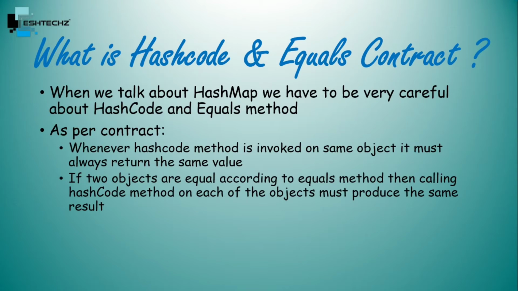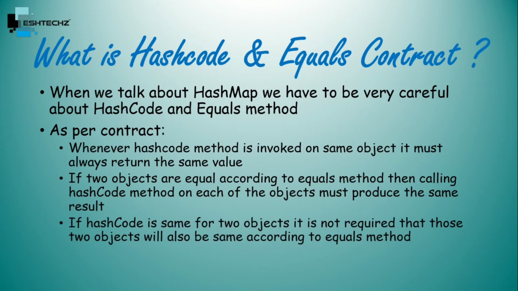If two objects are equal according to equals method, then calling the hashcode method on each of the objects must produce the same result. And the third point is, if hashcode is the same for two objects, it is not required that those two objects will also be the same according to equals method. Now let's understand this with internal working.